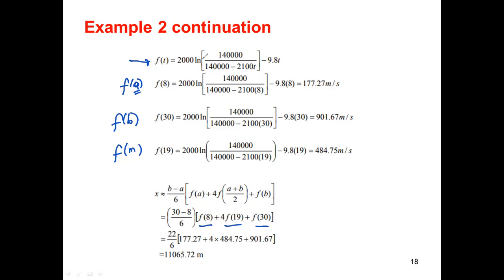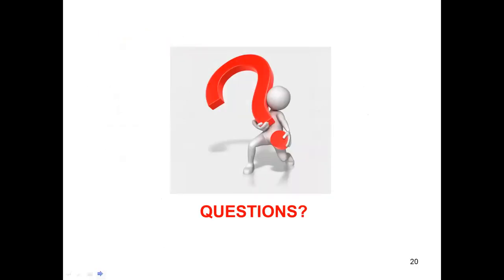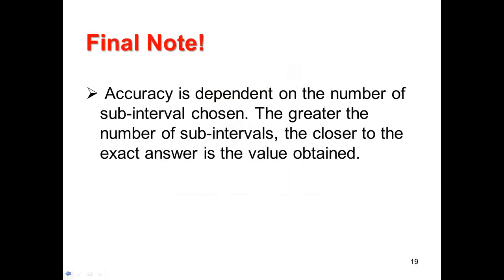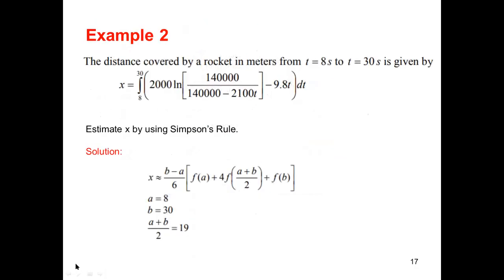Now, I will clear here. Let's check what we have there on the next slide. The accuracy of finding the approximate area using the two methods will depend on the number of subintervals chosen. So the greater the number of subintervals, the closer to the exact answer is your value. That's for the two numerical integration approximation procedures.